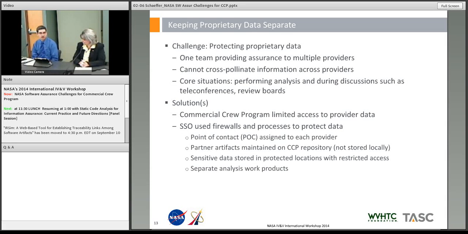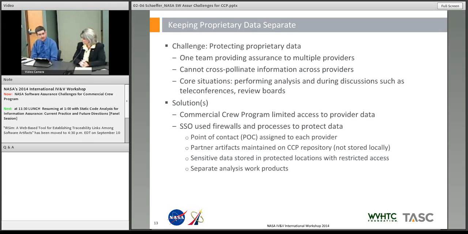We followed the commercial crew guidance for only storing commercial artifacts on their repository. Our team had to be granted permissions at the individual level for these documents on SharePoint, their repository. We did not store any documents on our own secure network, although we did have many work artifacts that we generated that we did have to store. Those are all behind encrypted, secure locations with the appropriate SBU and proprietary labels.